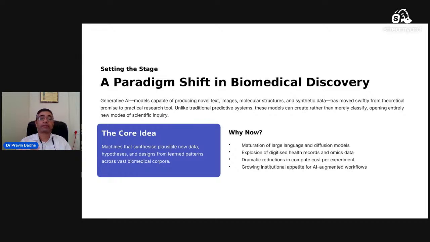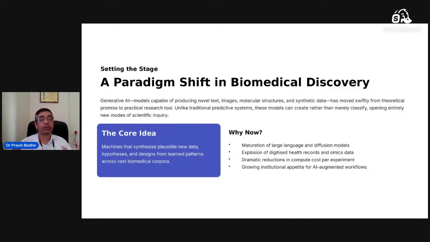So as I mentioned, there is a shift happening in the discovery with the help of the large language model, mainly the generative AI models, because they are capable of producing novel text, images, molecular structures, synthesizing the data. And synthesizing the data is what we will be doing in the internship, due to which it has moved from the theoretical promise to practical research tool. We have already done that with the help of the data from the large language models. We have created the formulations and they are in the market as well and they are performing well.